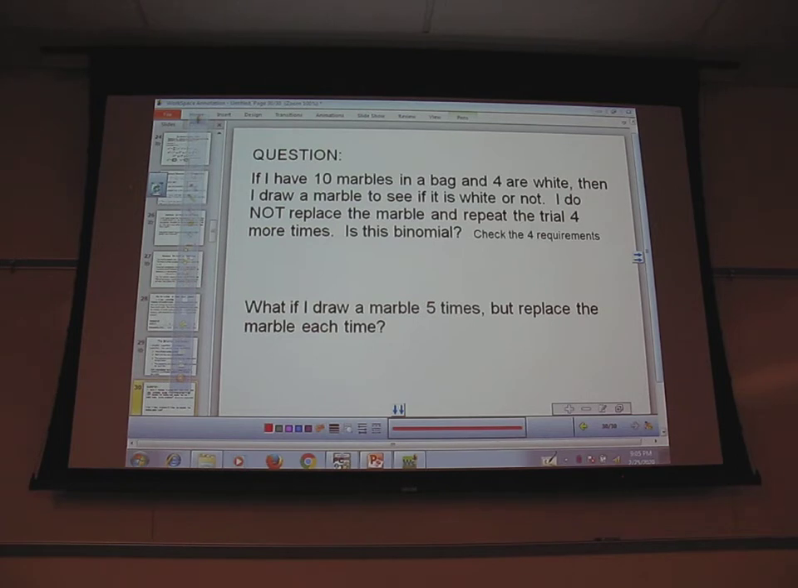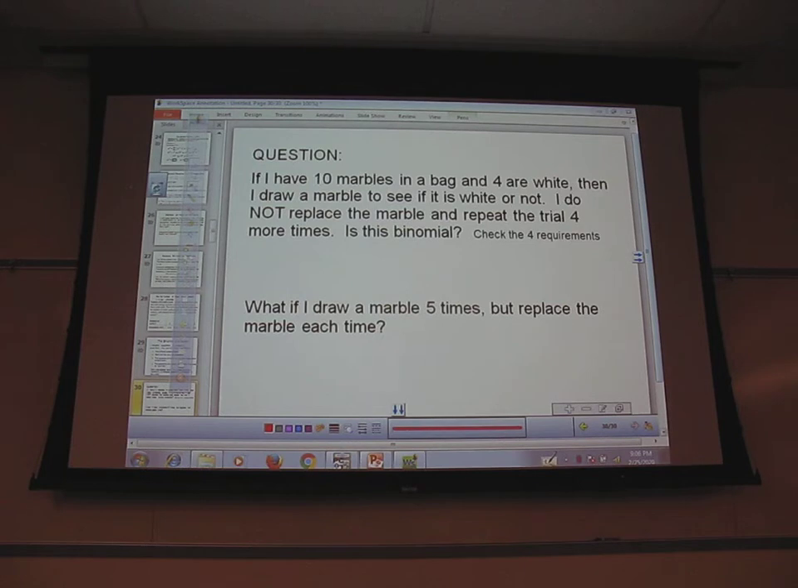Okay, so first question: I actually like to start with the trial having two outcomes. It's the easiest one. Is there something that's done over and over and over again? Drawing a marble. Does that marble only have two possible outcomes? Yep. What is it? White marble or not a white marble. Great, so it satisfies number 2. The first one: are you drawing a marble a fixed number of times? You know ahead of time you're only going to draw X number of times? How many times are you drawing? One time plus 4 more, so 5. So it meets the first requirement.